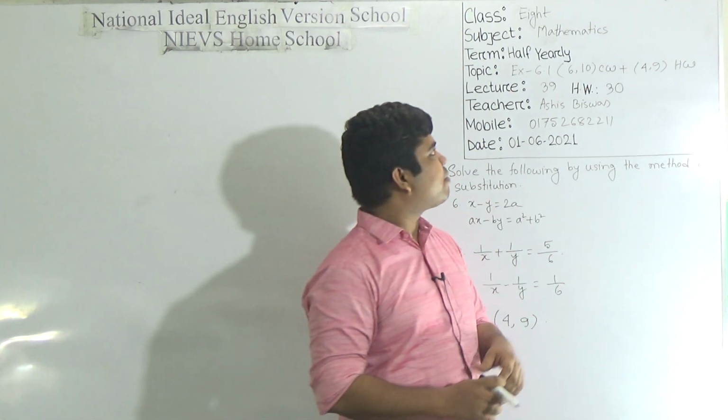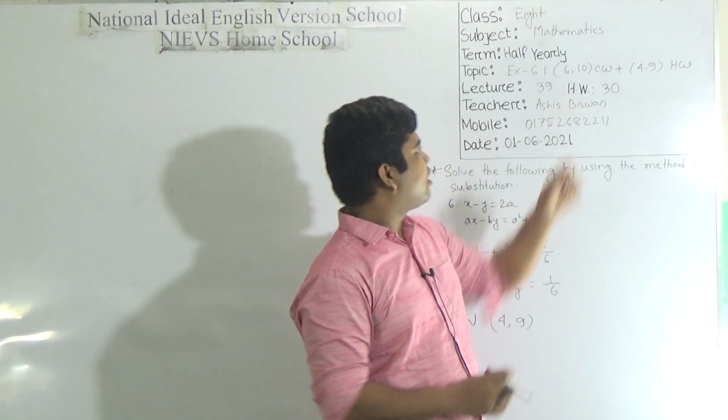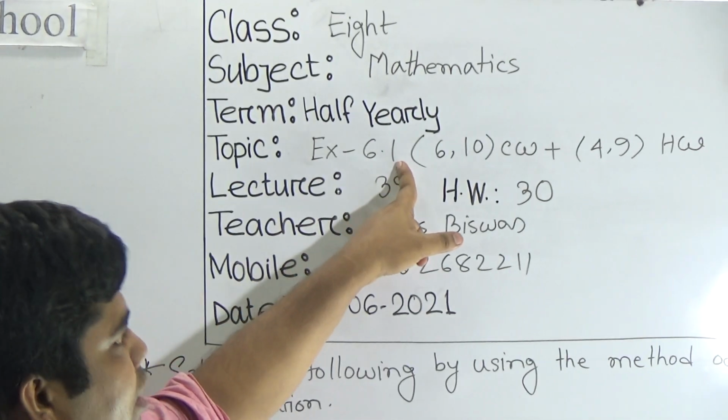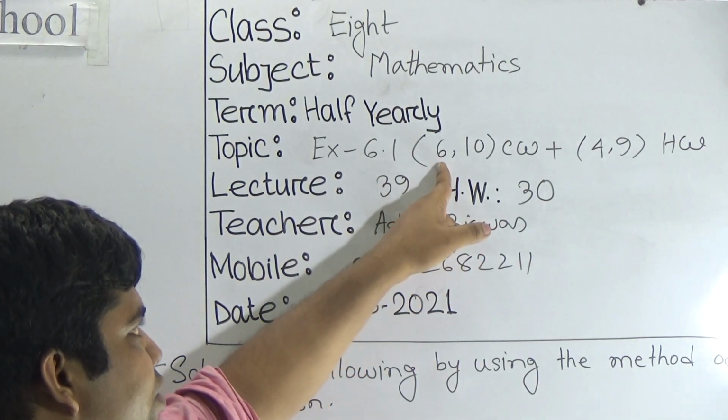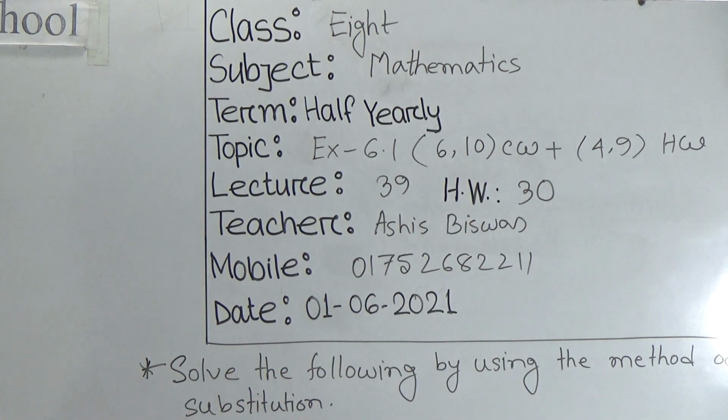Today is our lecture number 39 of half yearly and today's HW number will be 30. Our today's topic is chapter 6.1, and from that chapter we shall solve questions number 6 and 10 as your CW, and 4 and 9 will be your SW. So my dear students, let us start our class.